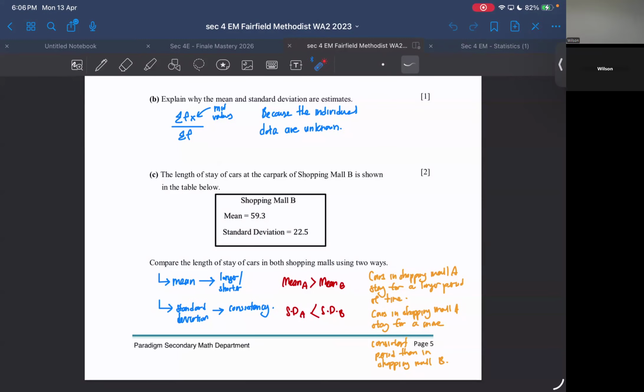As the mean in shopping mall A is higher than B, cars are staying longer at shopping mall A. And here, over here, more cars. As the shopping mall B is higher, it's more consistent. Why is it more consistent? The stay, right?